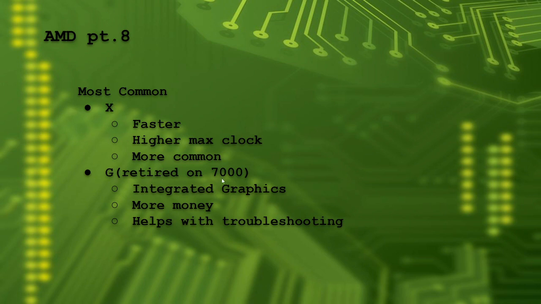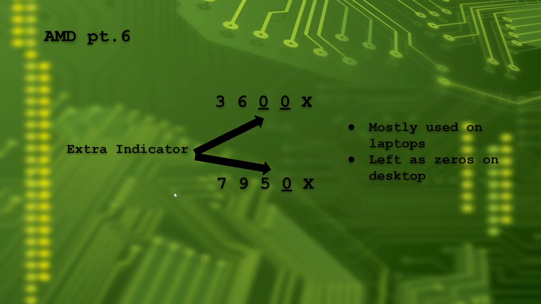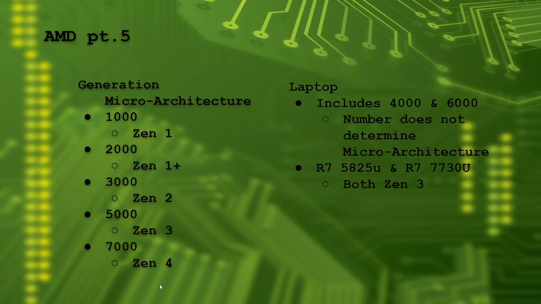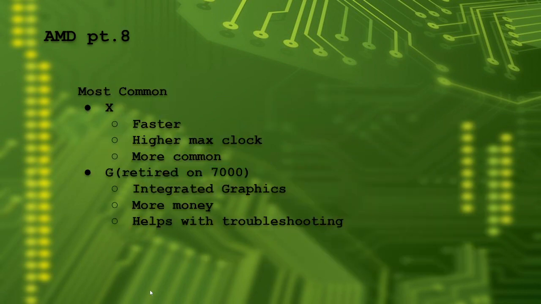The G retired on 7000. So unlike Intel, prior, anything with a 5000 or above does not have an integrated GPU, which saves money for buying a CPU if you're never going to use it. However, not having one can make troubleshooting very difficult. I've never needed to use an iGPU, I don't have one, but there are times where it can be helpful.